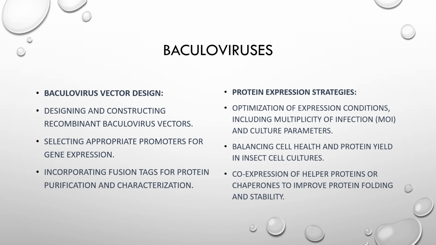Protein expression strategies would be optimization of expression conditions, including multiplicity of infection, which is MOI, and the culture parameters, balancing cell health and protein yield in insect cell cultures, and co-expression of helper proteins or chaperones to improve protein folding and stability. This would be like post-translational modification that can happen, for example, in yeast cells, but also in insect cells and mammalian cells. What you're really concerned about is post-translational modifications on your proteins.